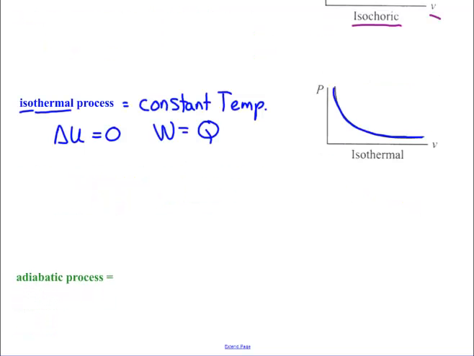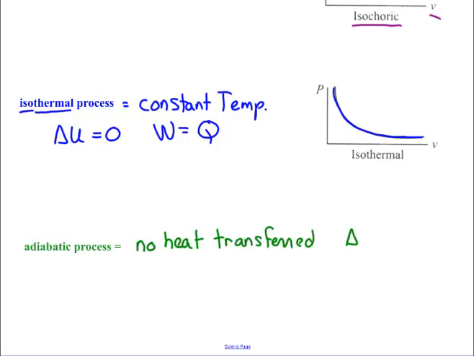The last process we're going to talk about is something called an adiabatic process. An adiabatic process has no heat transferred, so delta Q is 0. What that means then is that the change in internal energy is equal to negative W. What the heck does that mean?